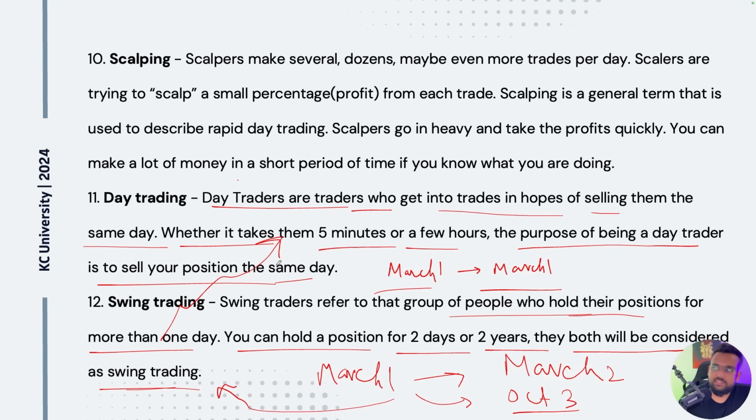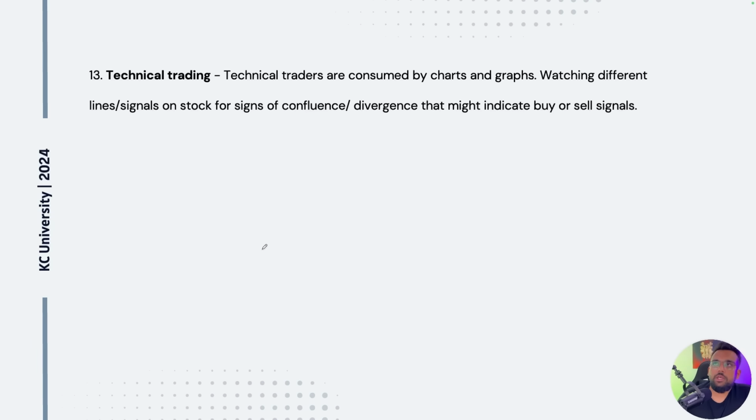Don't overcomplicate this. This stuff is easy. All right. Now, next comes your technical trading. What is technical trading? Technical trading is literally charts and graphs. We watch different lines, signals, and we look for confluence and divergence that might give us buy or sell signals. That's technical trading, right?